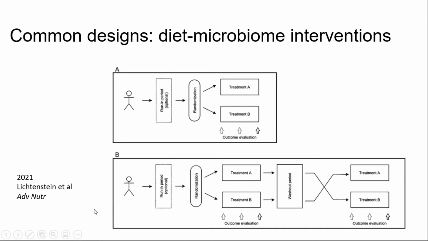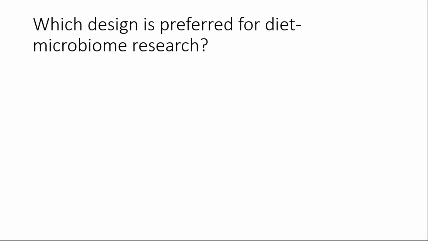And then the bottom panel, panel B, is showing an example of a randomized crossover design, where each person who enters into the study experiences both treatments, but they experience them in a different order, decided by randomization, and there's a washout period in between. And this can be a better type of study design because now you have the within individual comparison for the diet microbiome intervention. It can be tricky to determine the length of the washout period, and we'll talk about that in a little bit.